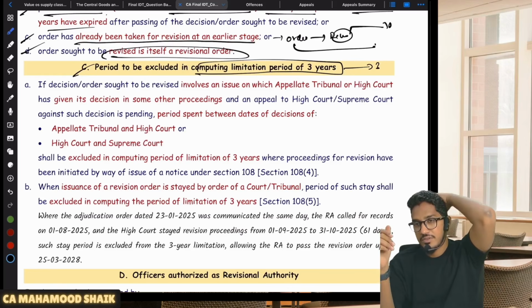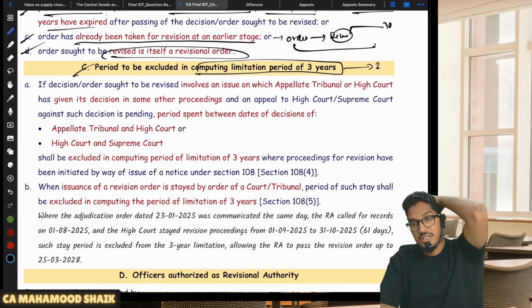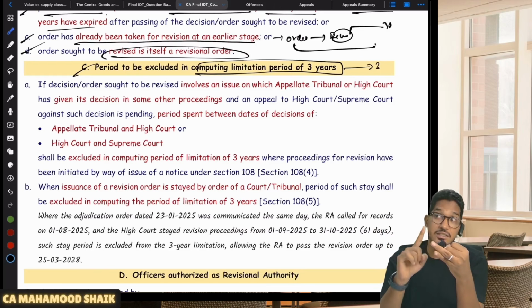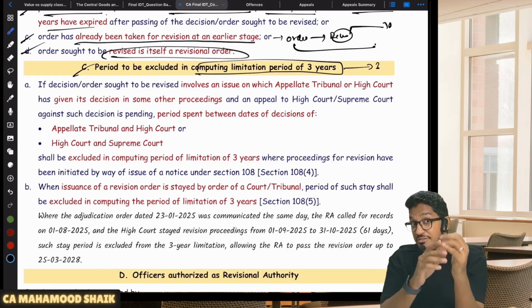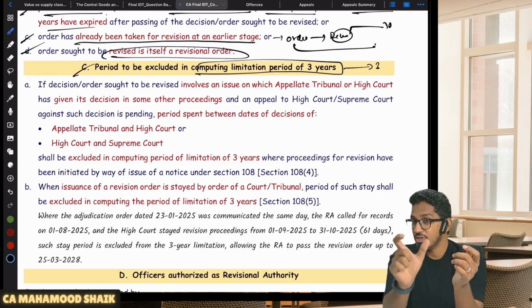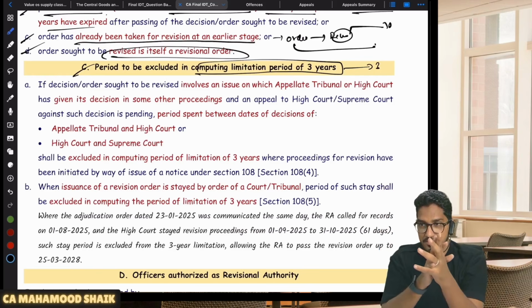This we have already seen in the demands and recovery. If a court or tribunal has stayed, if they are putting a stay order on doing that revision, then that period has to be excluded. Or if a lower court has passed a decision, and you have made an appeal at the higher court, the high court has given a decision against the department, and against that issue you have filed an appeal with the Supreme Court. From the date of judgment of that high court till the date of the Supreme Court, you can't take any action. Even that period you have to exclude while calculating that 3 years.